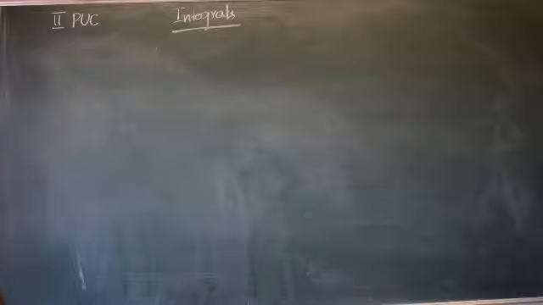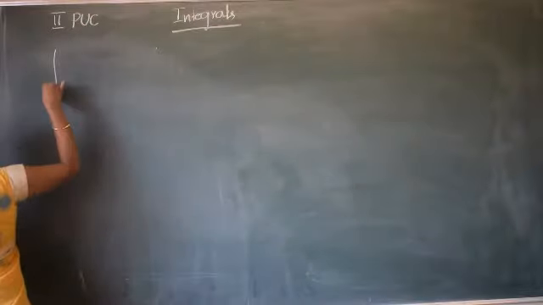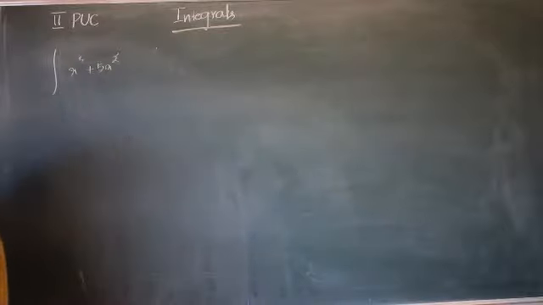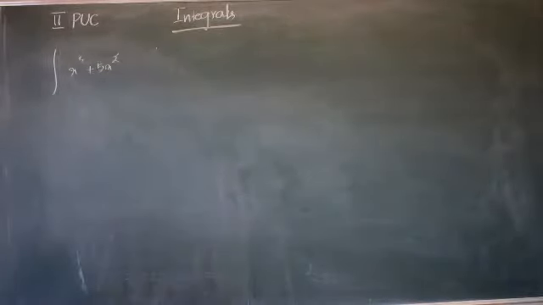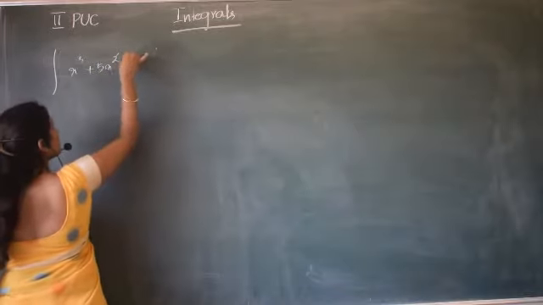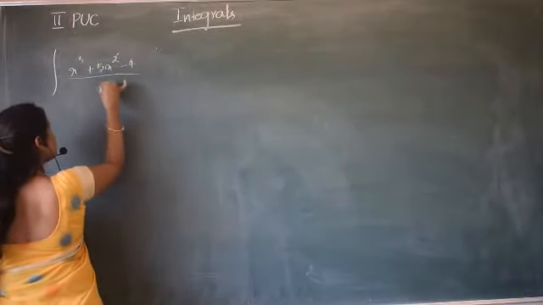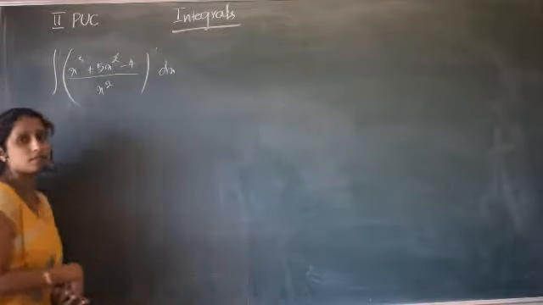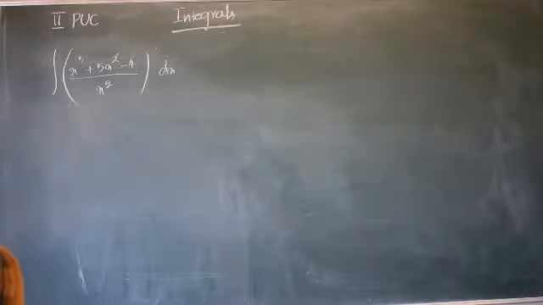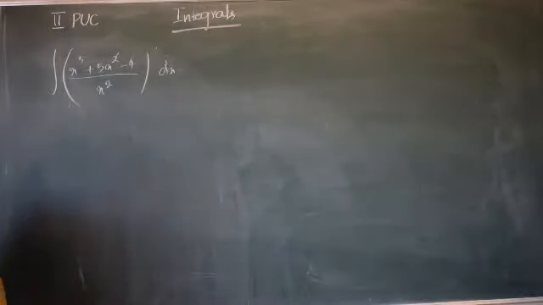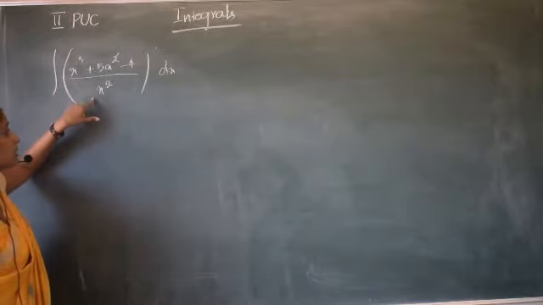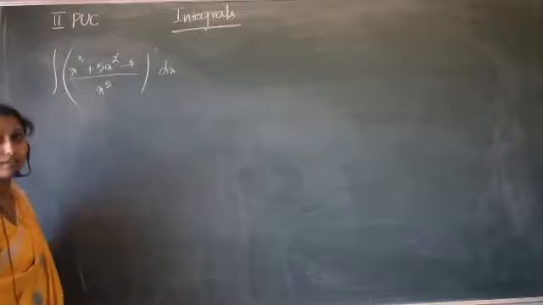Next one, integral of x cube plus 5x square minus 4 by x square into dx. Now you can see we have to find out the integral value of this. So directly we cannot simplify. So first we have to simplify the numerator. We don't have a u by v formula. So simplify what is there inside, that means we can split that integrand.